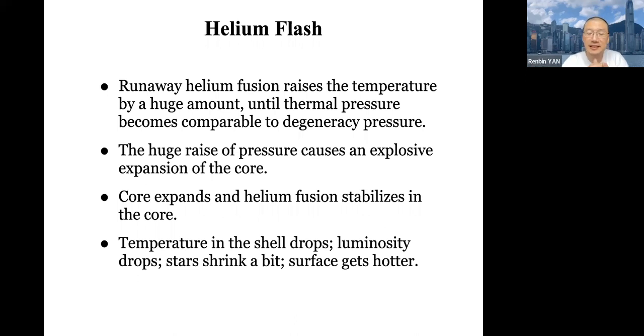Again, basically this runaway helium fusion process will explode the core, but it won't explode the star. The outer layer of the star is still so massive. It's basically still pressing down toward the center, and the runaway helium fusion is not strong enough to destroy the whole star, but it will all of a sudden expand the core by a lot. And because it expands so much, the temperature in the core and in the shell also drops, and luminosity will drop. The star will shrink a bit, and the surface will get hotter.